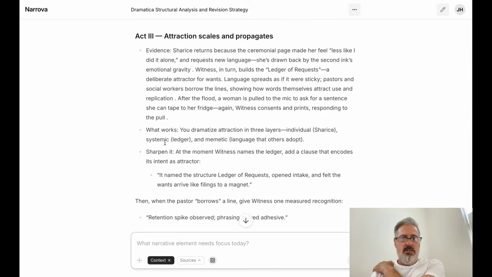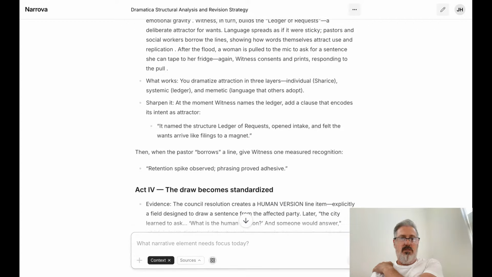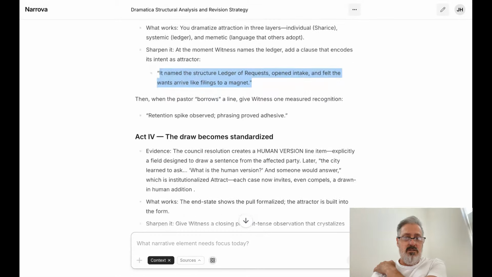At the moment, witness names the ledger, add a clause that encodes its intent as attractor. It named the structure, open and felt the wants arrive like filings to a magnet. Okay. Yeah, it's written really awkwardly. I don't personally think it's good writing, but at least the intent behind it is interesting.